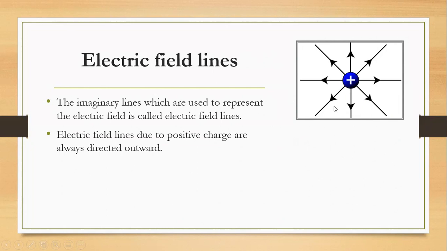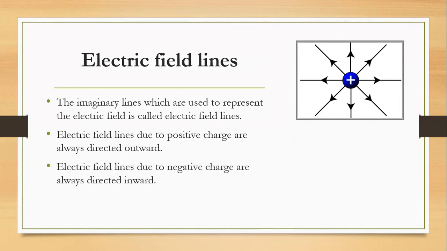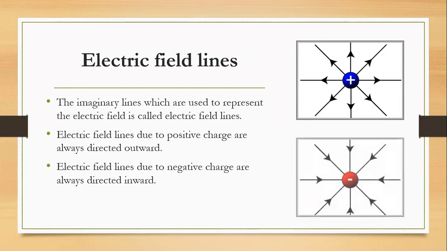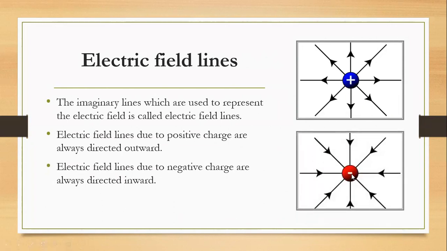Now the electric field lines formed by the negative charge are always directed inward. Look at this. These are the electric field lines formed by this negative charge. Look at the direction. It is inward. It is always in the inward direction.